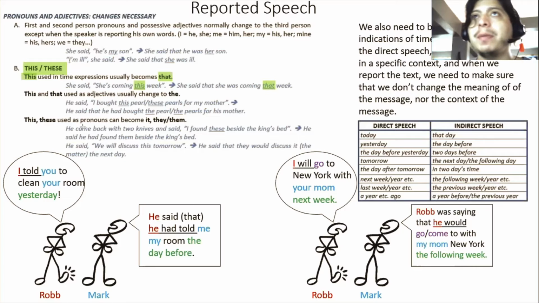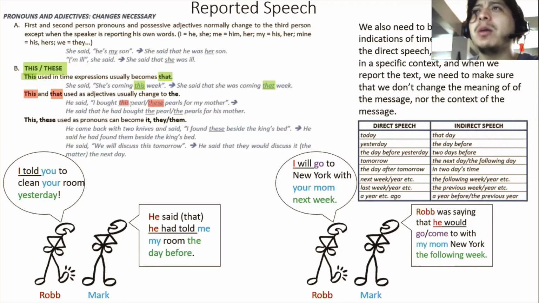The same thing is going to happen with this and that. Remember this and that, this is with singular. Both of them are with singular. This is for singular close to you, and that is for singular far away from you. This car, that car. This monitor, that monitor. This wall, that wall. One wall is close to me, the other wall is far away from me. Normally, when you use them as adjectives, you say, for example, this pearl or these pearls. Yes?